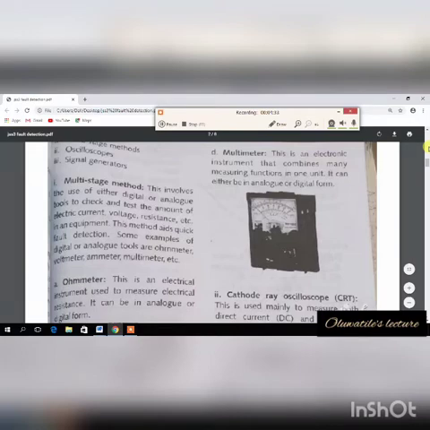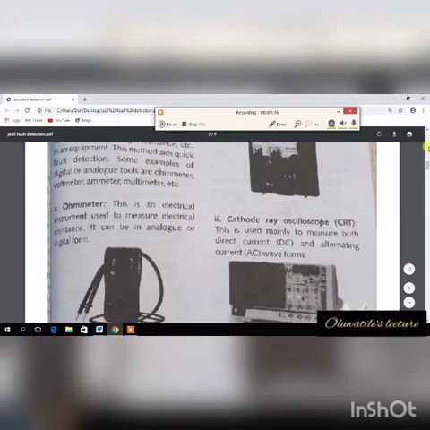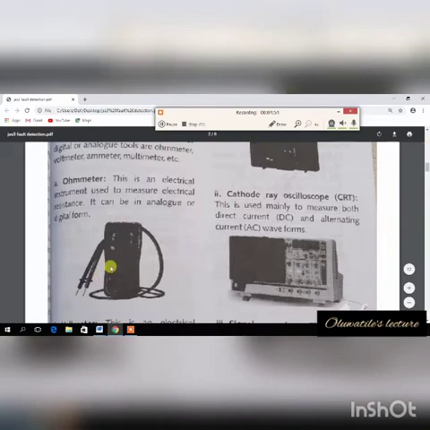We'll be talking about what the ohmmeter is used for. I think we should have an idea what the voltmeter, the ammeter, and the multimeter are used for from our GSS1. So we'll be looking at the ohmmeter. The ohmmeter is an electrical instrument used to measure electrical resistance. It can be analog or digital. Actually, this one that you are looking at here is the digital one.